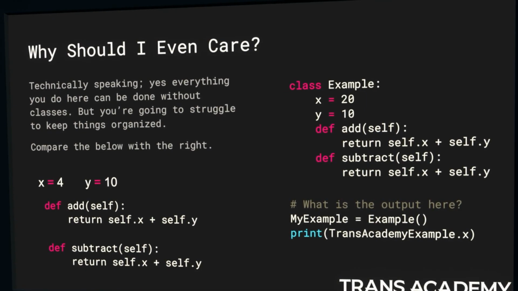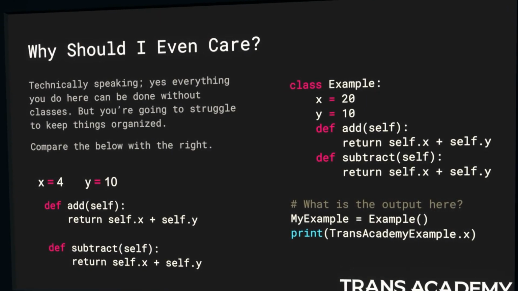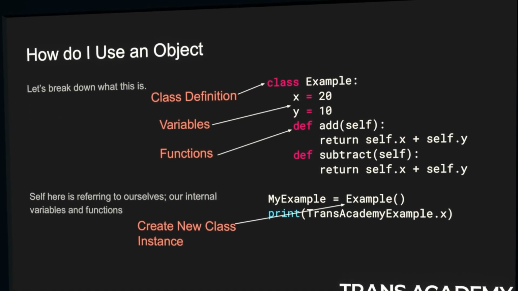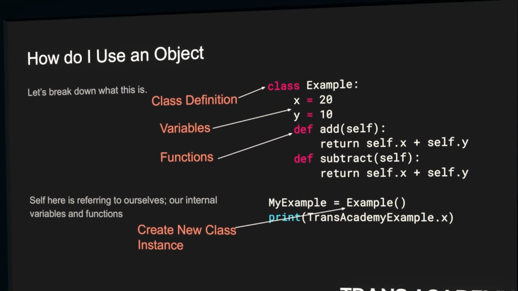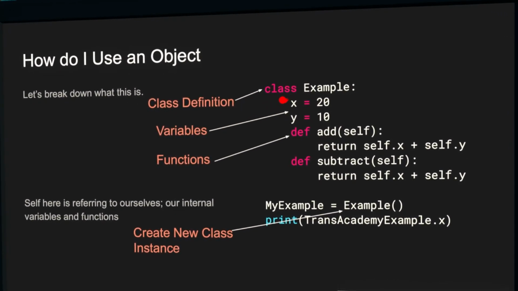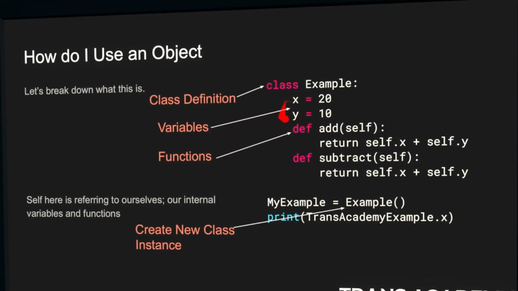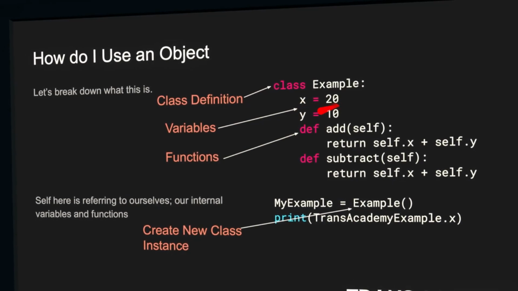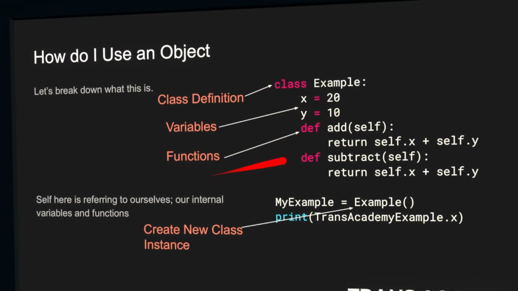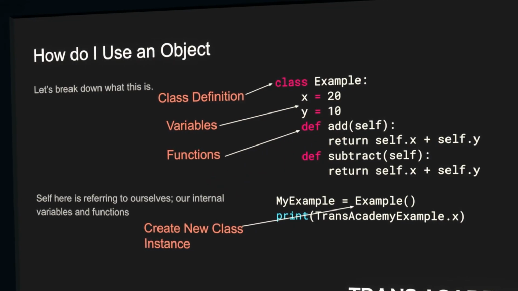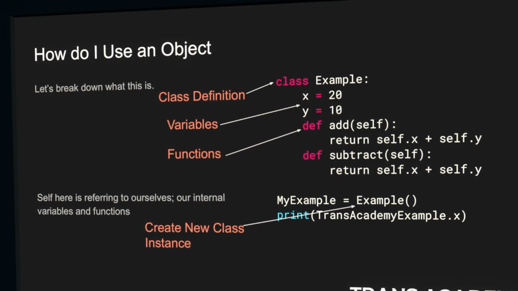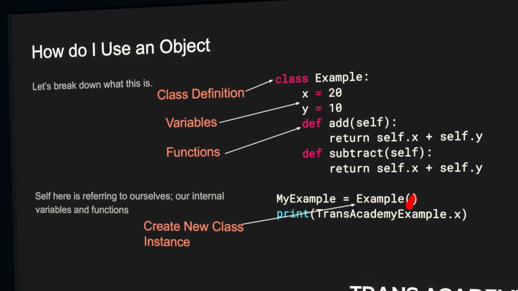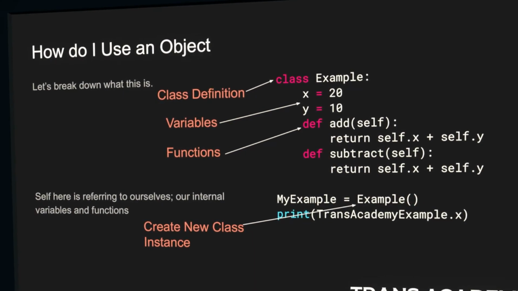All right. I'm going to jump through this a little bit here. So class definition is done by the class keyword. Variables you could have defined with your variable name equals the value. Functions you define with the def keyword. And to create a new instance, you would just call the class name with parentheses, and that'll create a new instance of it.